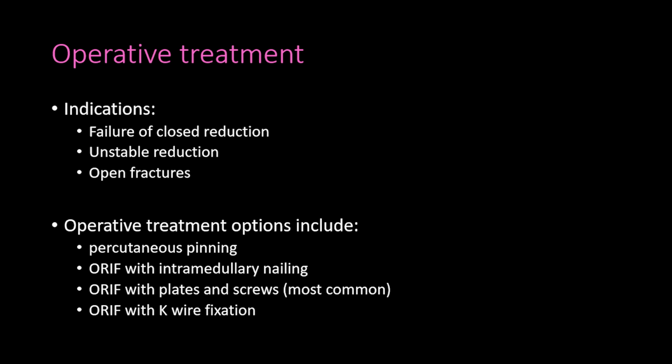Now let's talk about the operative treatment of the forearm bone fractures. So the indications include failure of closed reduction, unstable reduction, and open fractures. And operative treatment options include percutaneous pinning, open reduction internal fixation with intramedullary nailing, open reduction internal fixation with plates and screws, and this is the most common method used, and open reduction internal fixation with K-wire fixation.